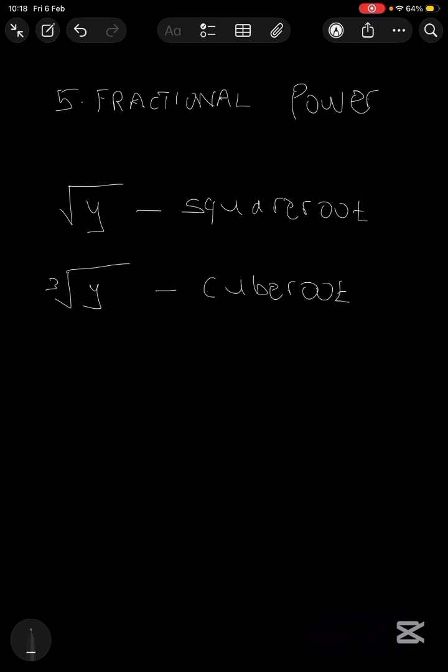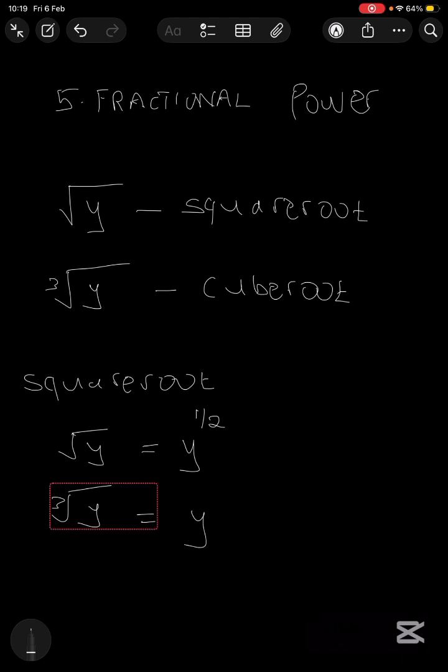So in indices, the square root is denoted as y power a half. The cube root is denoted as y power 1 over 3. What about the fourth root? The fourth root is denoted as y power 1 over 4.